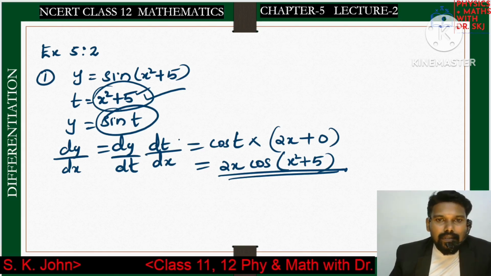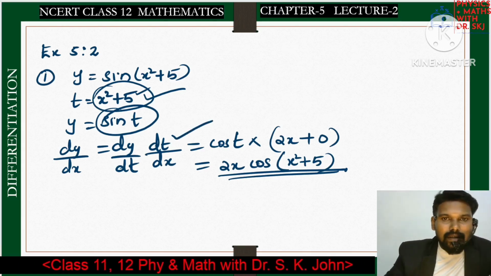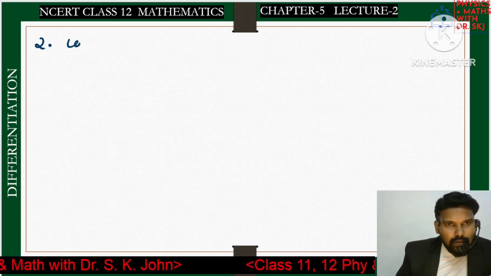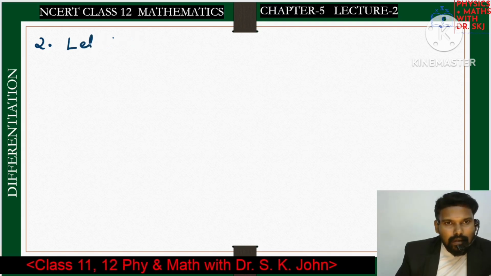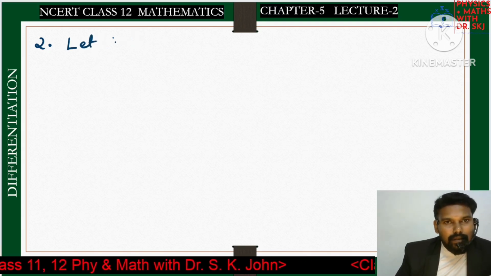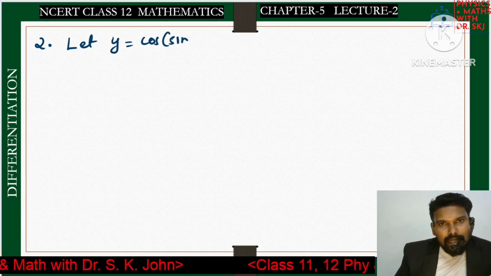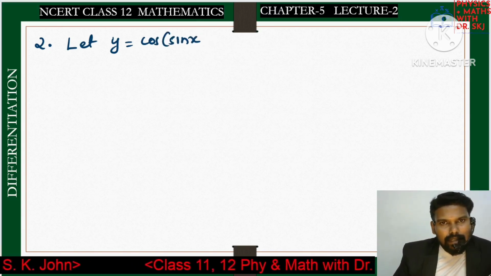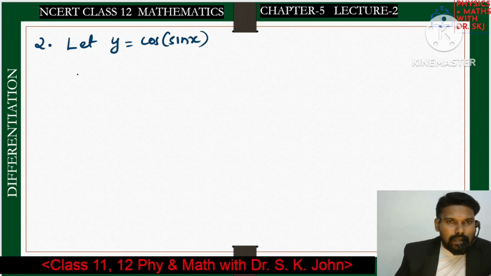And you don't need to write this formula every time. You can simply differentiate these functions. I will come to the next question, cos of sin x. We have already done this problem. Anyway, I will do it again. y is equal to cos of sin x. You can directly write the derivative of this function. I will do it in another way.